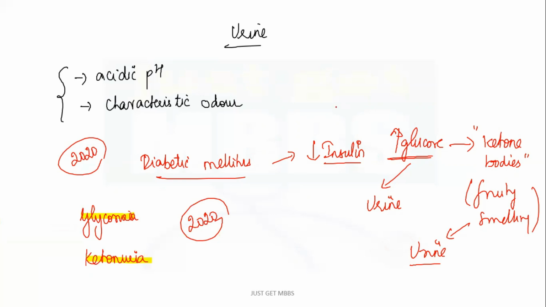And urea is the major nitrogenous product, so normal urea levels in the urine can be around 25 to 40 grams. So this is the normal value of urea. If there is excess, we call it hyperuricemia. That's again something not needed for NEET, but you just have to know there can be a uremic condition where urea levels can be more in urine.